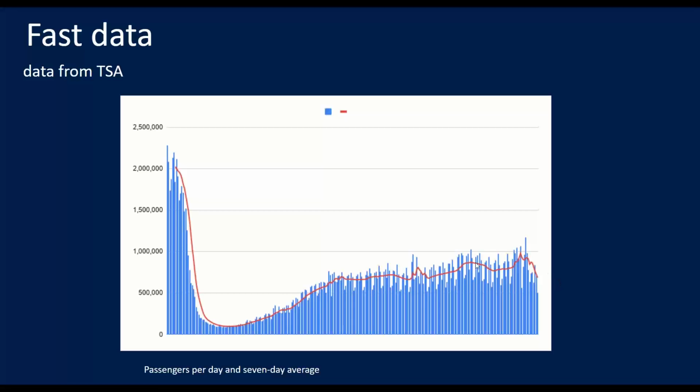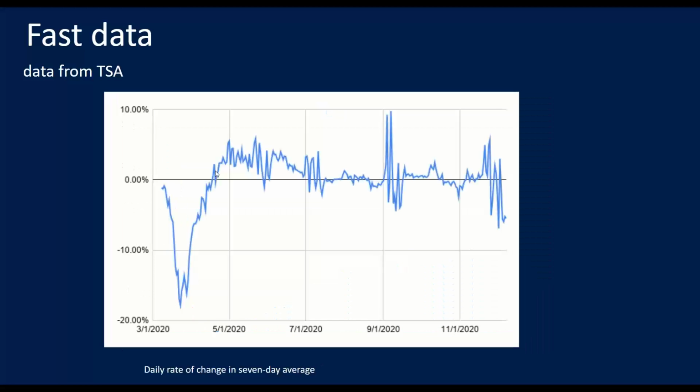But yeah, the story here is it's not really recovering back above just above 500,000 a day sort of level. And last year, the average was closer to 2 million. And yeah, this is the daily rate of change in the 7-day average. So again, it's showing more days where we're going down than going up, which is not surprising given the chart we just looked at.